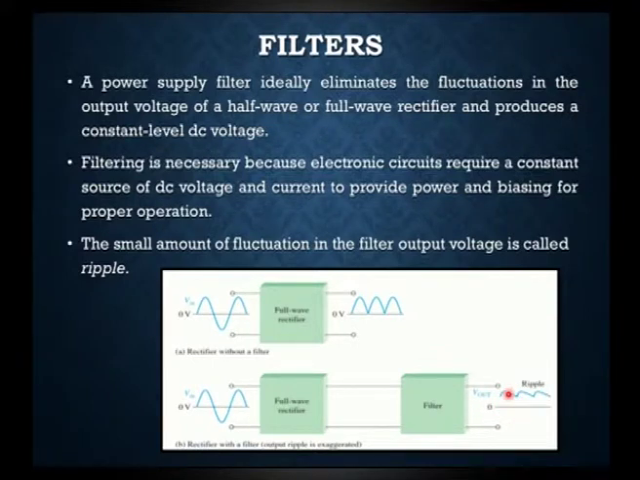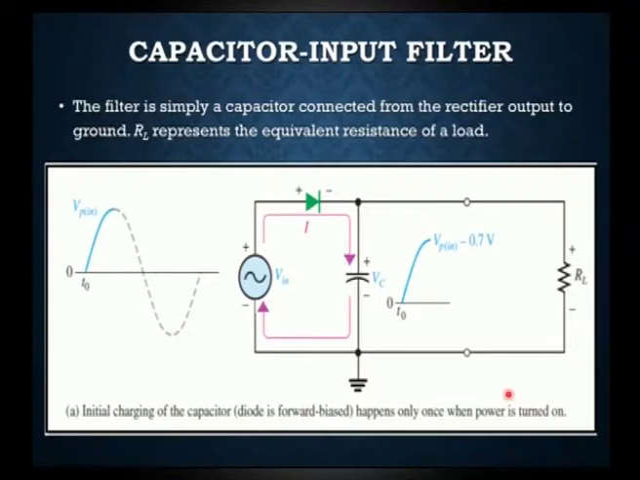Now we are going to see one of the types of filter most commonly used in electronic devices, that is the capacitor filter. This capacitor filter helps us to remove the fluctuations or ripples from the rectifiers. A filter is simply a capacitor connected from the rectifier output to ground. That is what we are going to observe here.